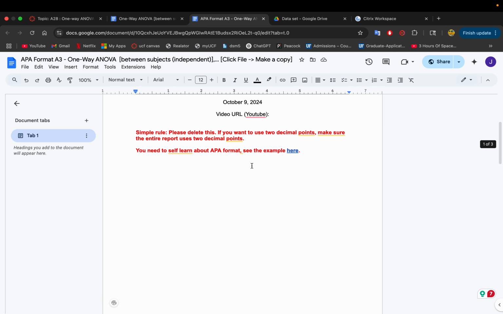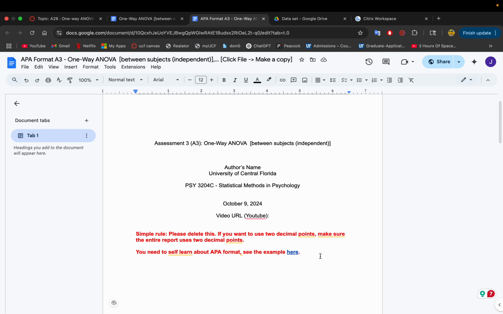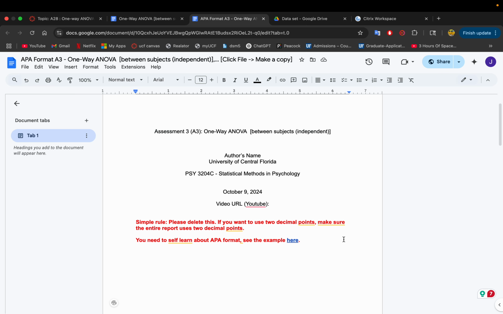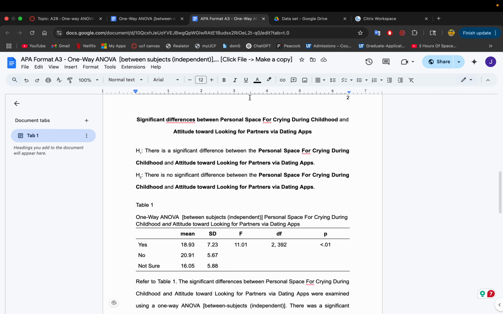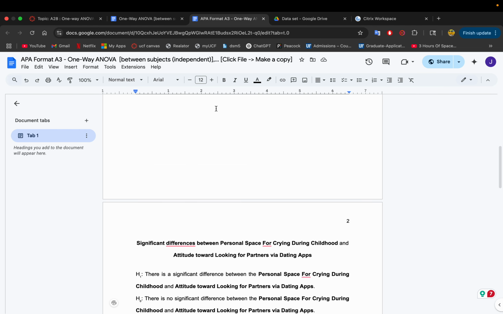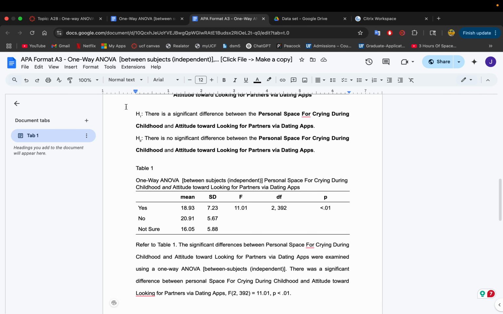So I'm just going to go in this paper right here that Dr. Lim has provided. Basically, you're going to do the title page, and then you have your alternate hypothesis right here: there is a significant difference between the personal space for crying during childhood and the attitude toward looking for partners via dating apps. And then the null is going to be the opposite. So it's going to be there's no significant difference between the two things we're comparing.